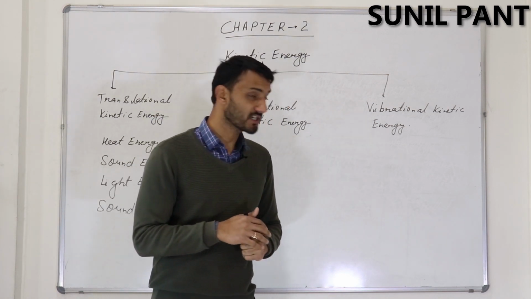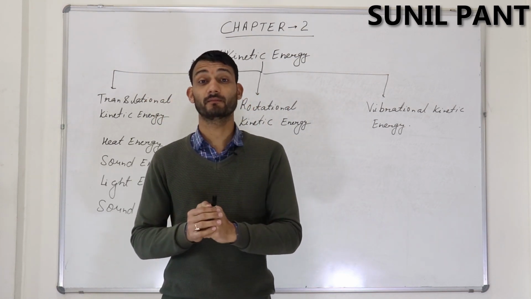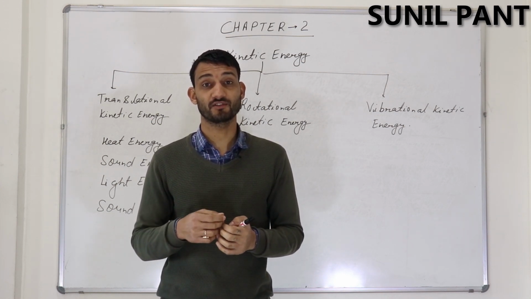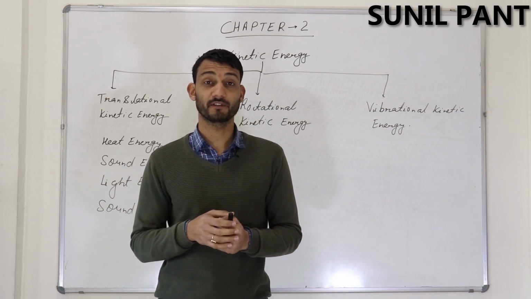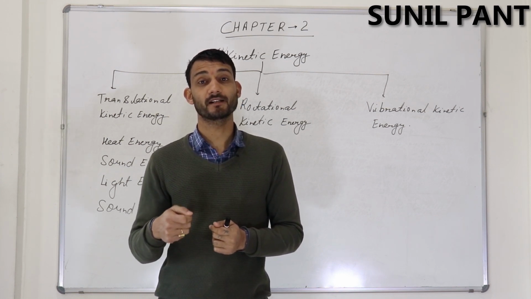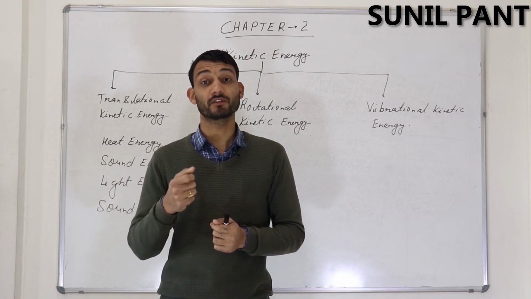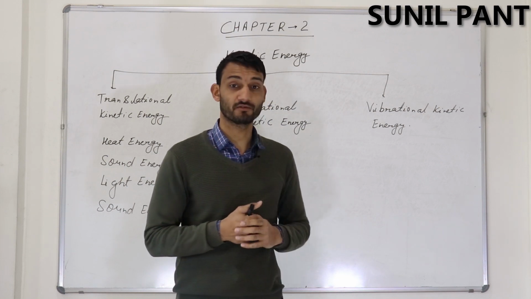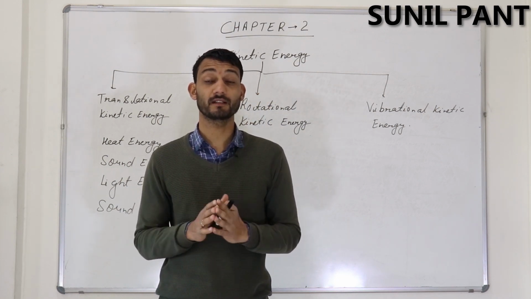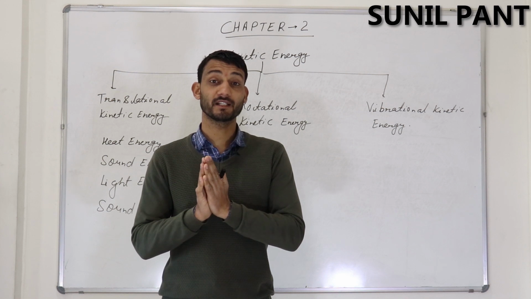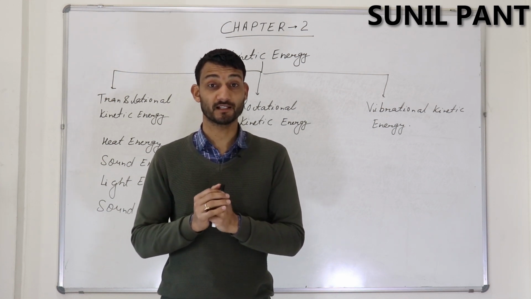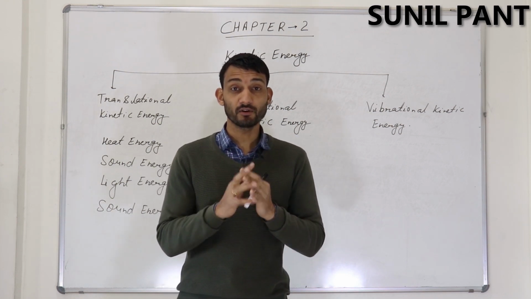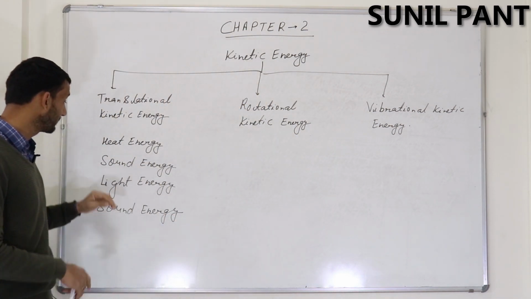The last type is vibrational kinetic energy. In this type of motion an object vibrates. You must have seen the string of a guitar. When you pluck the string of a guitar, it vibrates and does a different type of motion, but it is a motion. So, the guitar's string must be possessing kinetic energy, and that type of kinetic energy is known as vibrational kinetic energy. So, these are the types of kinetic energies: linear or translational kinetic energy, rotational kinetic energy, and vibrational kinetic energy.